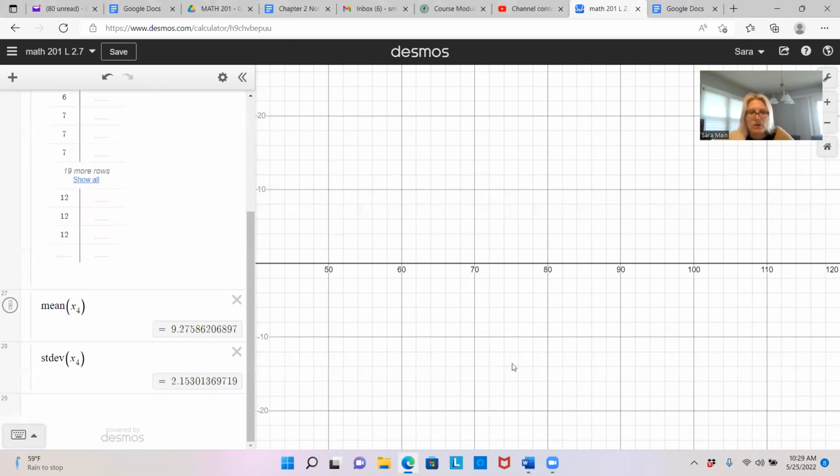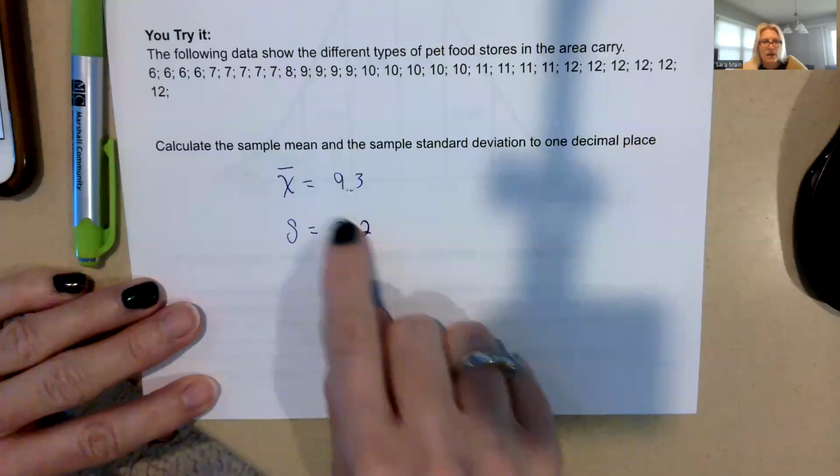So let's just make sure that you're using these correct symbols, X bar and S.